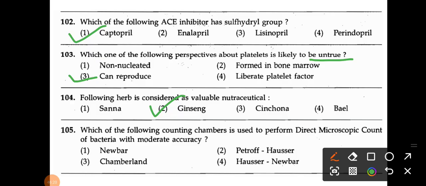Okay, so the next question, 105: which of the following counting chambers is used to perform the direct microscopic count of bacteria with moderate accuracy? Options are Neubauer, Petroff-Hausser, Chamberlain and Hausser-Neubauer. So the correct answer is Petroff-Hausser. Direct microscopic count, so that question is from your microbiology and counting of microorganisms.